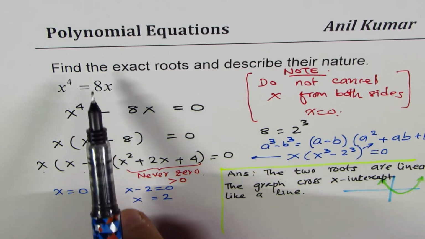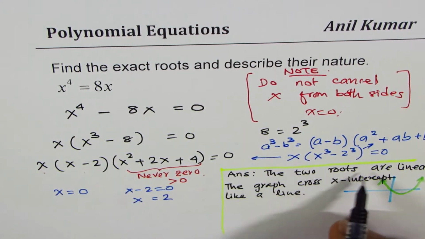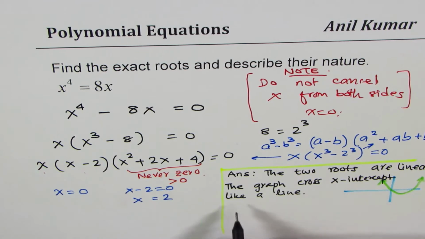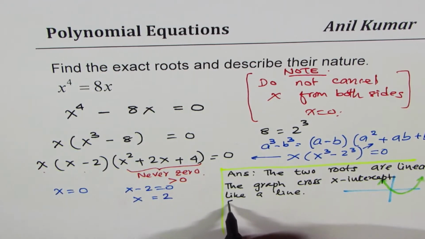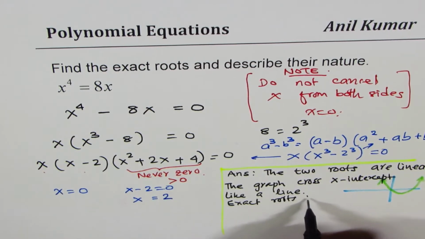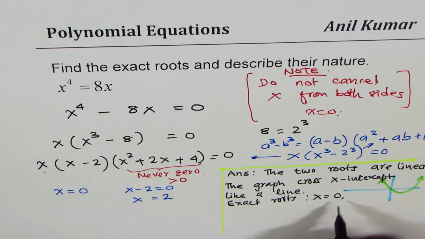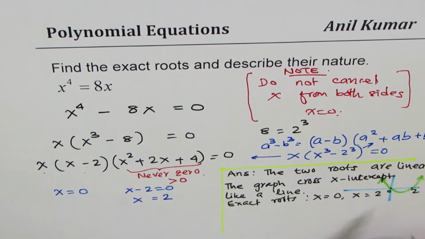So find exact roots and describe their nature. The two roots are linear, and the graph crosses the x-intercept like a line. And the exact roots are x equals 0 and x equals 2, right? 0 and 2. Does it make sense to you? So that is how it should be described.